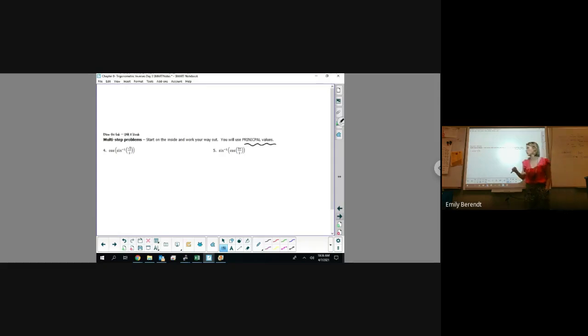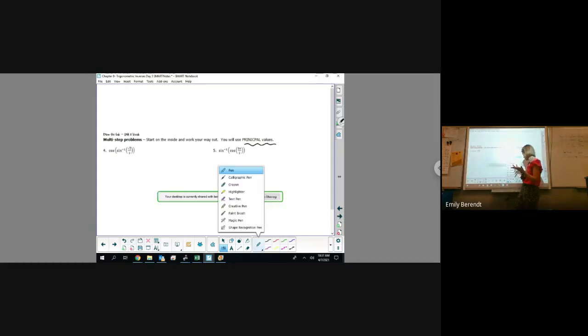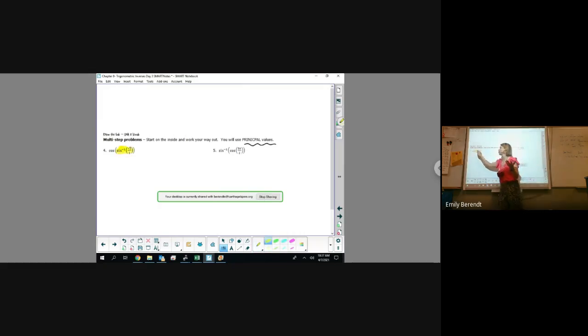So number 4, what is the outer function? What's the outermost function? Cosine. What's the innermost function? Inverse sine or arc sine. Inverse sine of root 2 over 2. So you always start with the inner function. I'm going to highlight it so you guys can see. You're going to pretend that that outer function's not there. You're going to pretend that it's just the inverse sine of root 2 over 2.